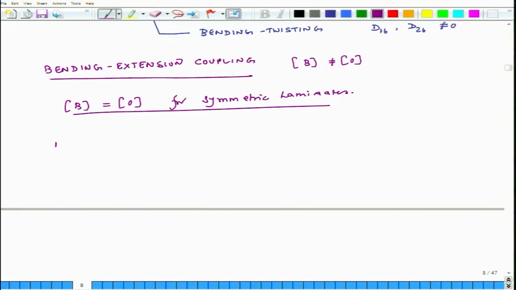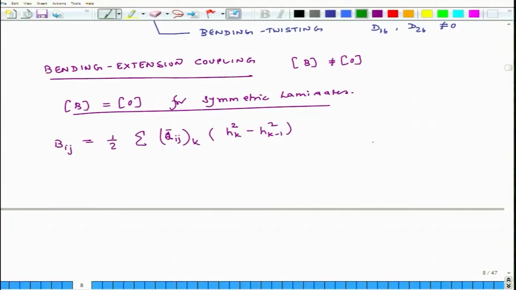So, we know that Bij equals half of sum of Qij bar for the kth layer times Hk square minus Hk minus 1 square. Okay. So, this is the definition for the ijth element of the B matrix.